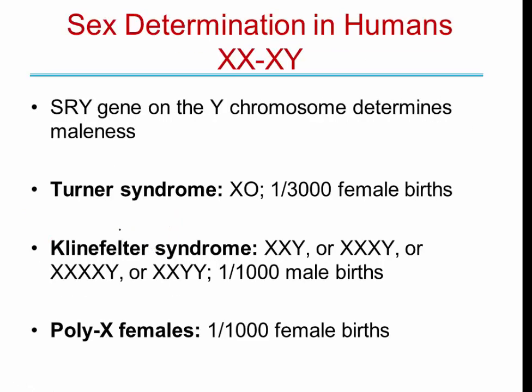In humans, it's different. In humans, if you have 1 X chromosome, you're female. No matter how many X chromosomes you have, if you have a Y chromosome, you develop as a male. You can also get multiple X females. And so this is evidence that the Y chromosome determines sex in humans. So the Y chromosome determines maleness.